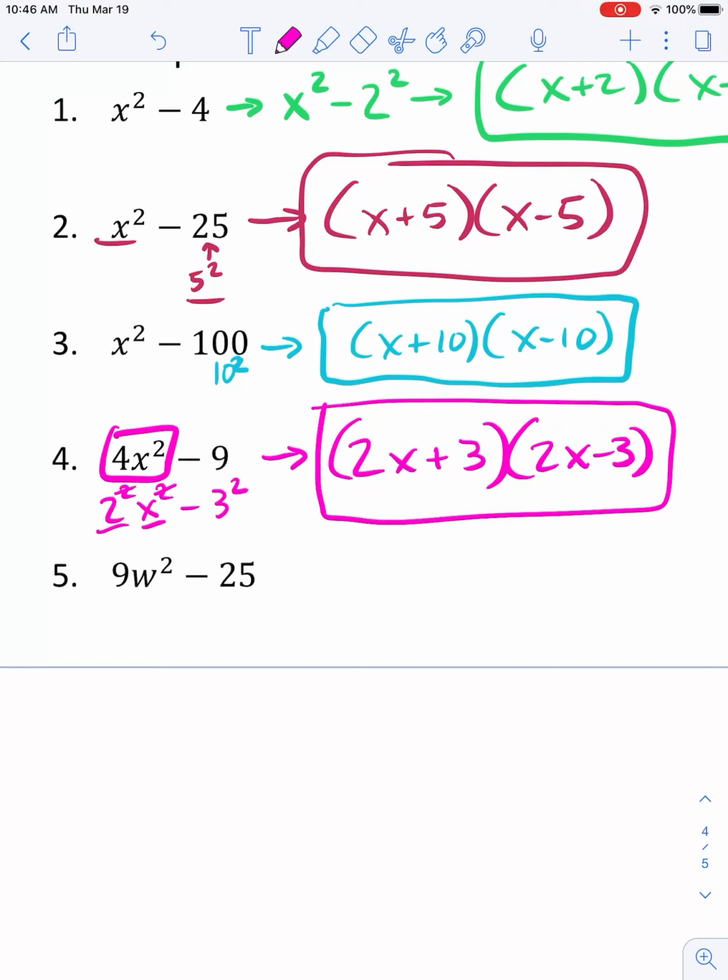So to get from where we started, without the parentheses over here, to get from here to here, we have to square root everything we started with. So the square root of 4x squared is 2x. The square root of 9 is 3. So we have 2x plus 3 and 2x minus 3. That's just the pattern.